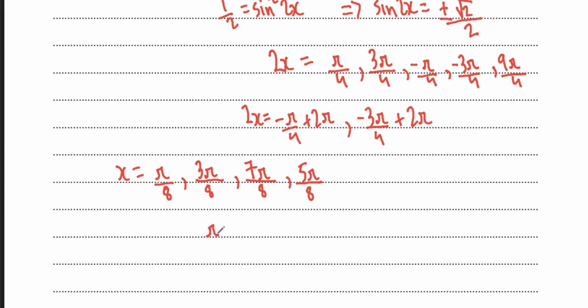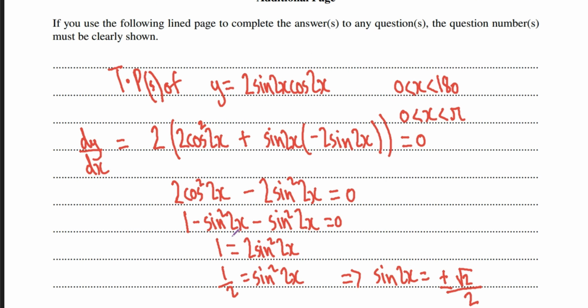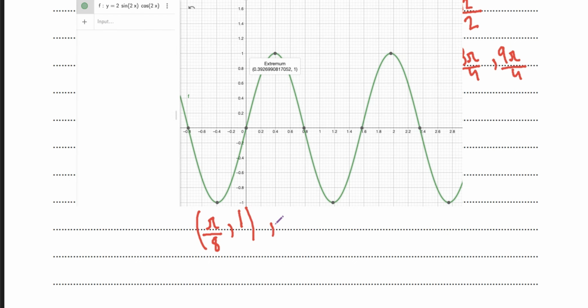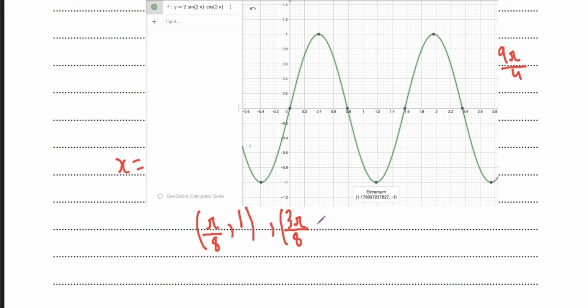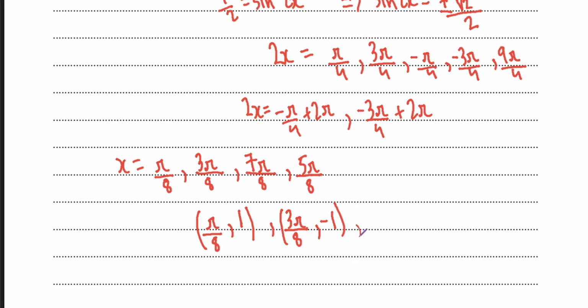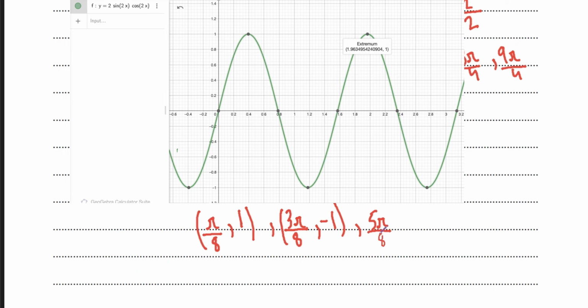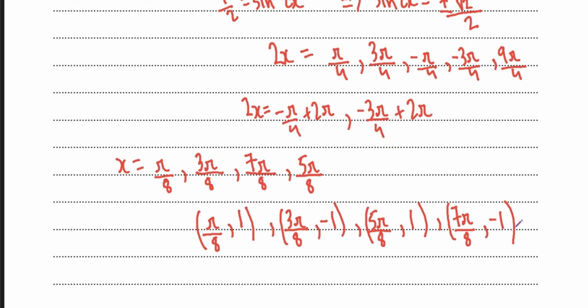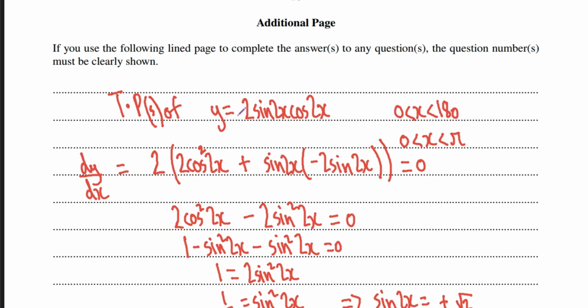We have pi over 8. And you can put these numbers back into y is equal to 2 sine 2x cos 2x. And you'll get these numbers. And I'll also put a graph up if I can edit properly. And it will show you that these are the correct values for y, for the turning points. So you have 3 pi over 8, and you have negative 1. Then you have 5 pi over 8, and you have positive 1 again. And you're going to have 7 pi over 8, and negative 1 again. So those are our 4 turning points for y is equal to 2 sine 2x cos 2x.